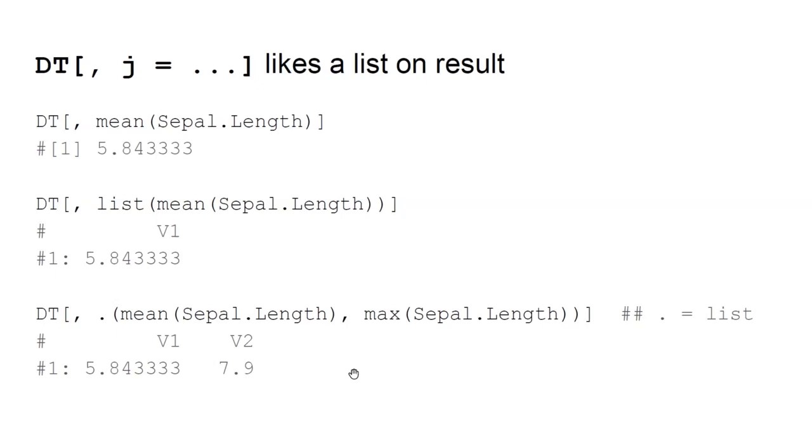And in the second example, we see how we can calculate the same but retain the class, so that the results are still a data table. The third example shows the alias that we use, which is the dot symbol. It's basically the same as using list. So it's just less typing and less to read as well. The third example shows how we can do two aggregate functions at once, just by supplying a list to the j argument.